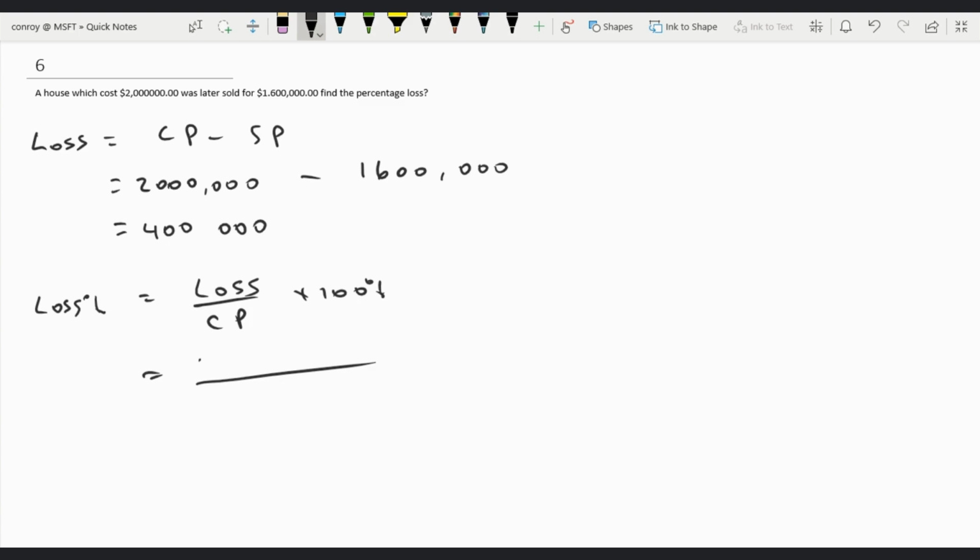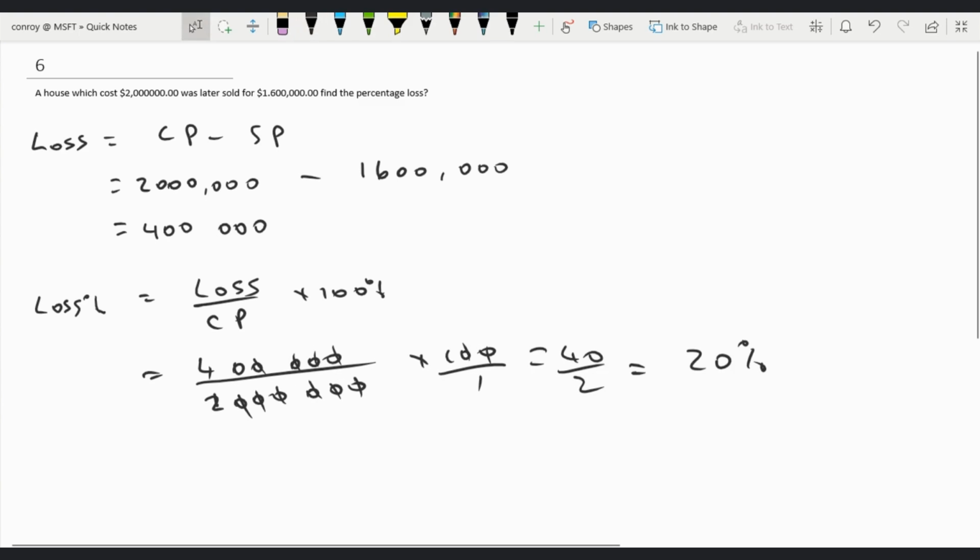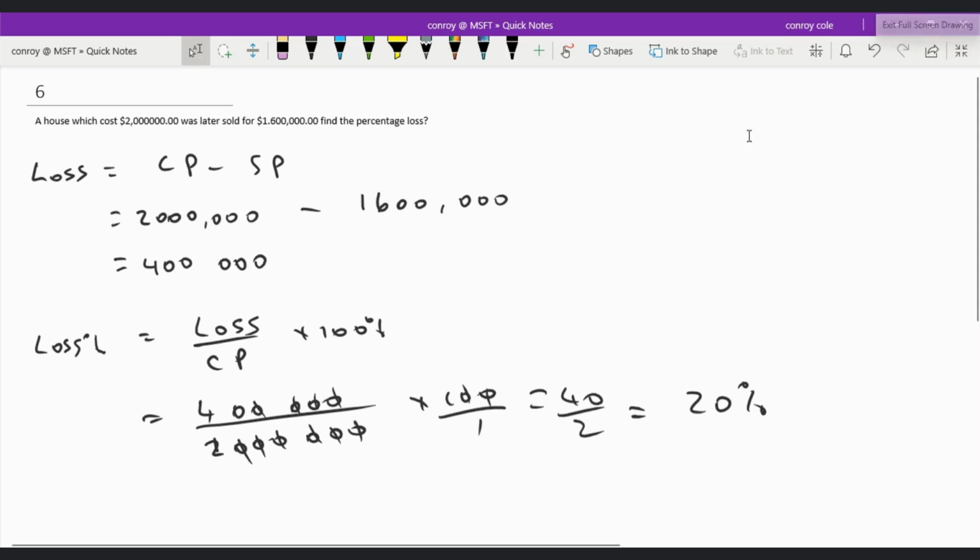Quite similar to the profits. Canceling our zeros, we get 40 over 2, also equal to 20%. All right, moving on to our next question now.